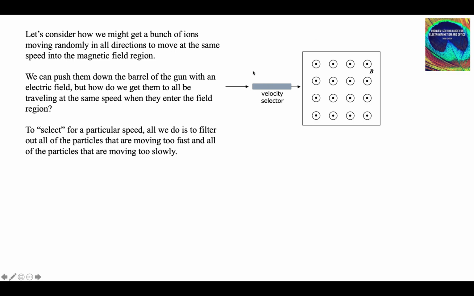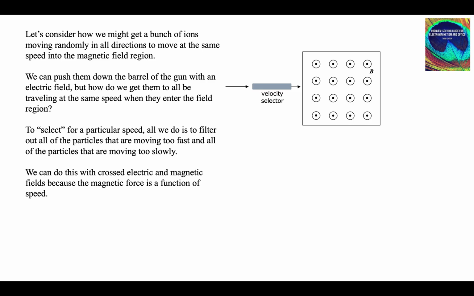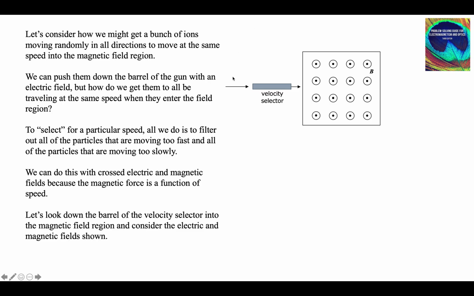We shoot in a bunch of ions at different speeds in the same direction. Only the ones that are going the right speed come out. If we have crossed electric and magnetic fields, we can do this because the magnetic force is a function of speed. So let's look down the barrel of the gun from this direction. Here we have an E field down and a B field to the left. If we shoot a particle down the barrel, what are the directions of the forces?